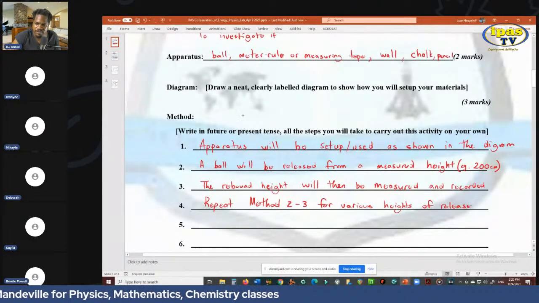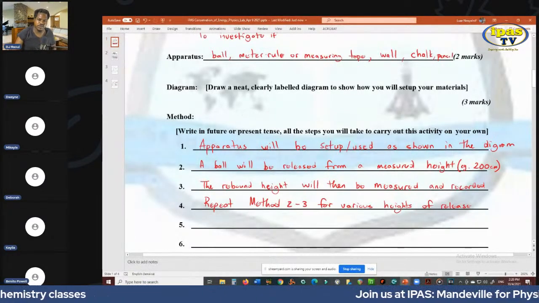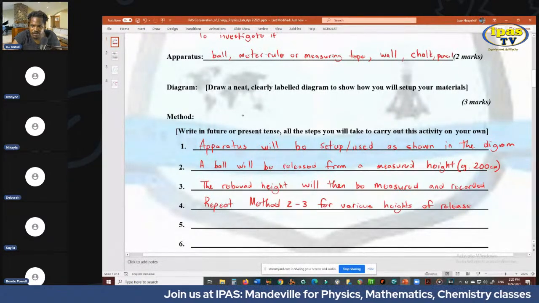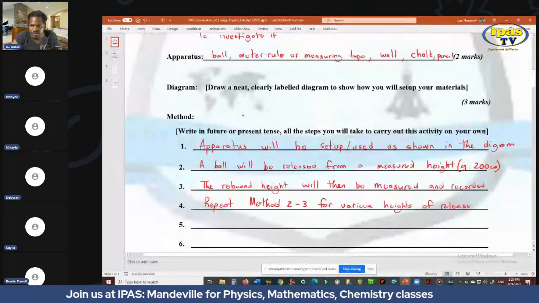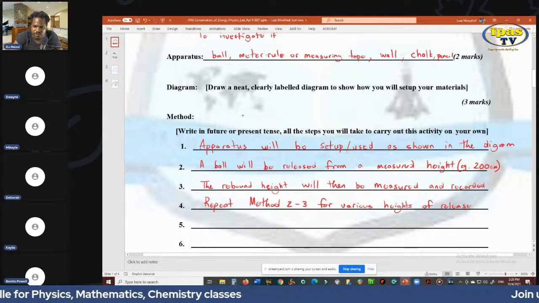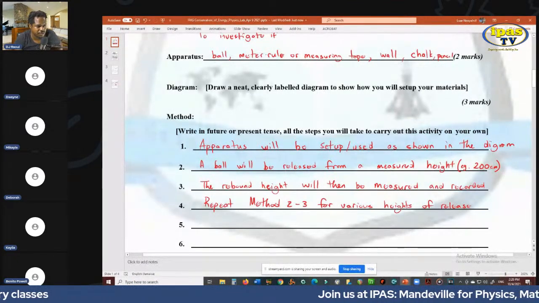We're done with the method, guys. We've finished the method here. Just one more thing we need to add though. All right, so we're going to repeat this one, releasing the ball from a measured height. We're going to change its height. And that's why we say repeat methods 2 and 3 for various heights of release. Any questions here, guys?